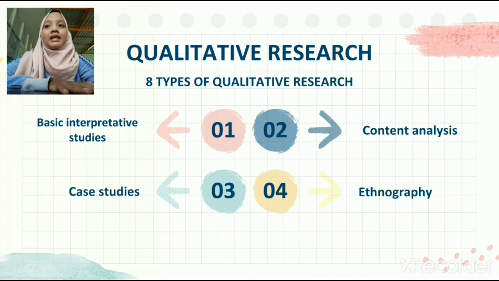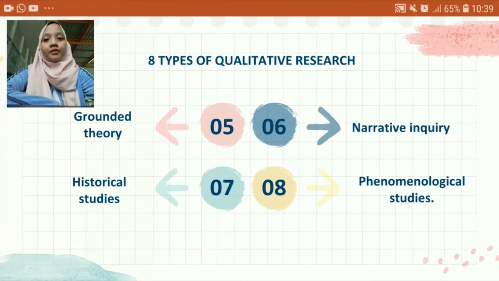Ethnography is an in-depth study of naturally occurring behavior within a culture or social group. Data collection methods: interviewing members of the culture and studying documents and artifacts. And fifth, grounded theory. It is designed to develop a theory of a social phenomenon based on valid data collected in a study. Data collection methods: interviews, observation, and document review.